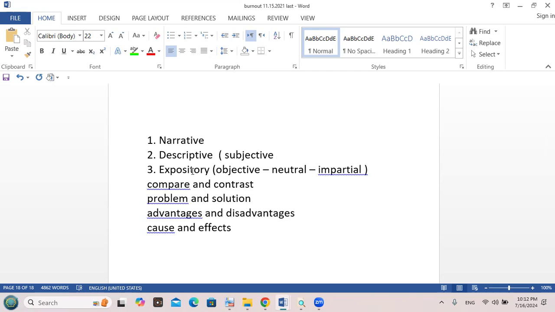Again, advantages and disadvantages of anything. Here also, you can speak about facts. When I say the advantages and disadvantages of living abroad, you have to say why living abroad can be good and why it can be bad. Causes and effects. I can ask what are the causes and effects. This is a kind of speaking that can also be in the test.